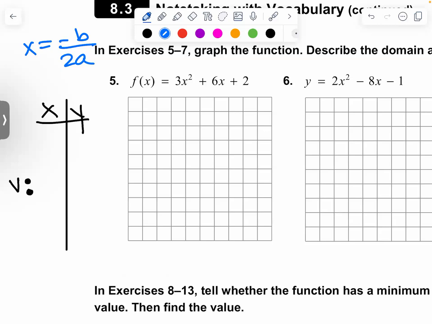Okay, if we take -6 over 2 times 3, the x value of our vertex is what? -1, people. -1. Negative b over 2a. Now here's where we ran into some trouble. When we plug in -1 to 3x squared plus 6x plus 2, we get 3 minus 6 plus 2, which is -1.